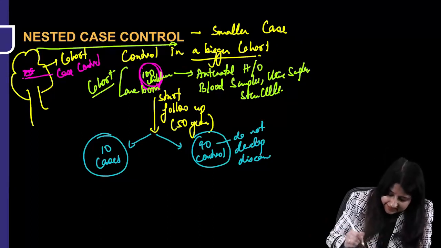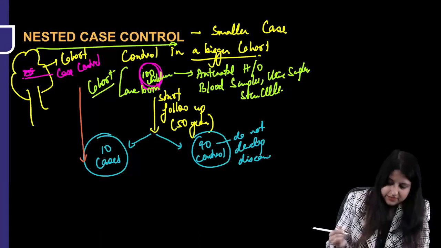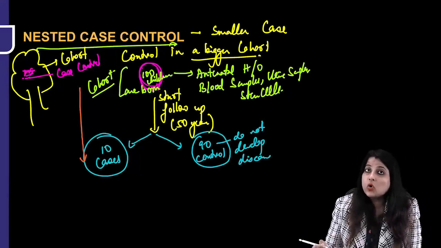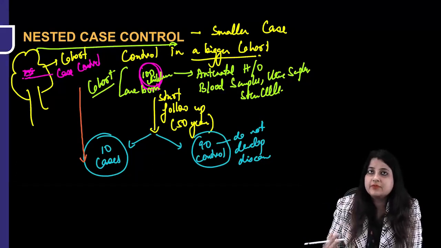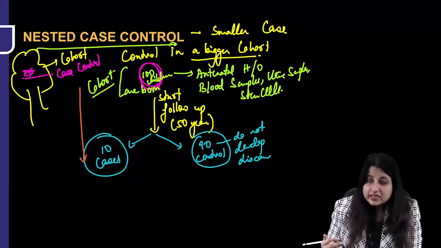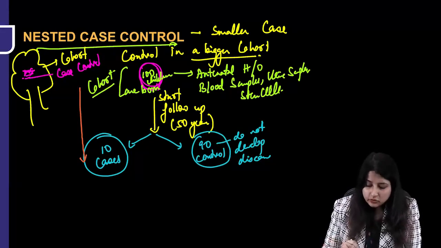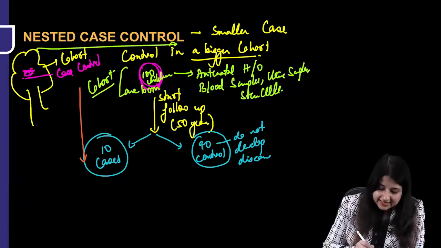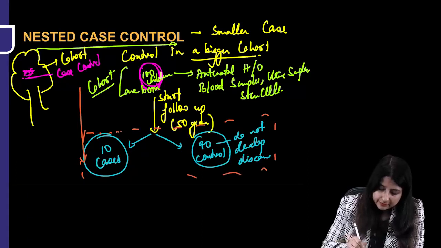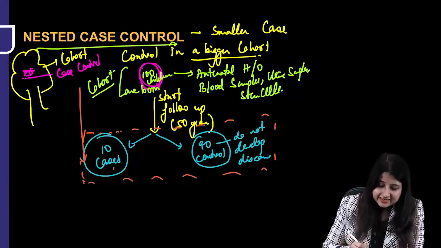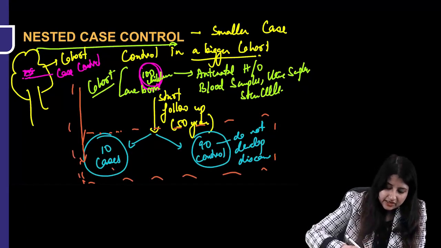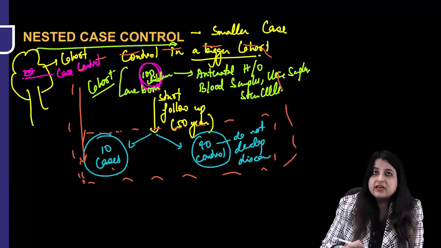So what has been the direction? It has come forward, right? So what is it actually? It is prospective in nature. We have actually come forward. Now what I do to save money, I'm not going to test all of these people. I start a smaller case control. That means for these 10 cases, I initiate a smaller case control in this bigger cohort.